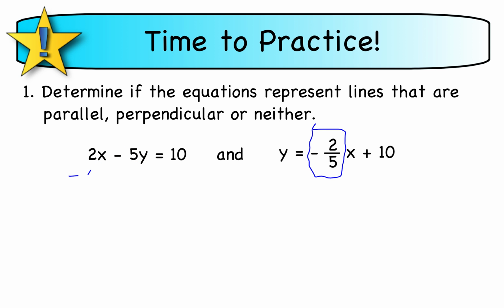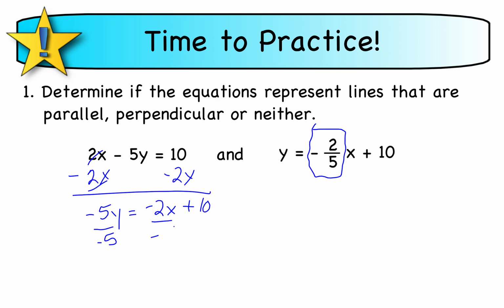So what I'll do, I'll go ahead and subtract 2x from both sides, and I'll rewrite that. We get -5y is equal to -2x plus 10. Okay, then let's go ahead and divide everything by -5 so that we can get y alone. So our -5's will cancel and we get y is equal to +2/5 x minus 2. So in this equation, we have a slope of +2/5. And this one we have a slope of -2/5. Well, they are opposites, but they are not reciprocals. So this one is a neither.